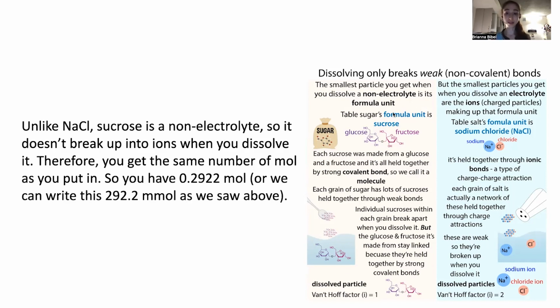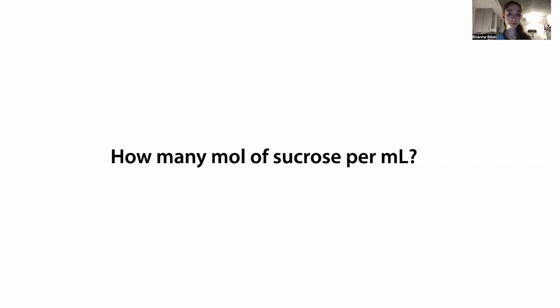If you look at sucrose, you can see it's made up of glucose and fructose, but these are combined by a strong bond, a covalent bond. So this is not going to break up just because you dissolve the molecule. Instead, when you dissolve the molecule, this whole thing is going to get a coat of water. So the amount of particles that you get when you dissolve sucrose is going to be the same as the amount of particles as you put in. And this comes into play because of things like colligative properties. More on that in the post on sodium chloride. But here we're getting the same amount of moles as we put in, which would be 0.2922 moles, which, as we saw, we could write as 292.2 millimoles.